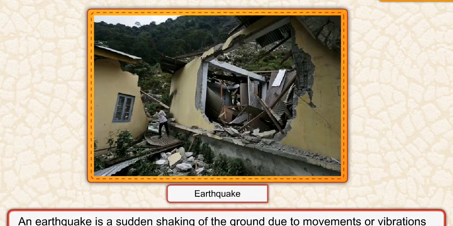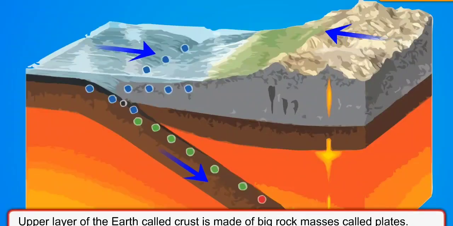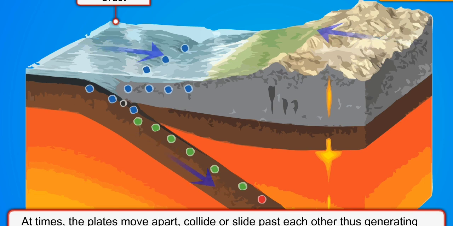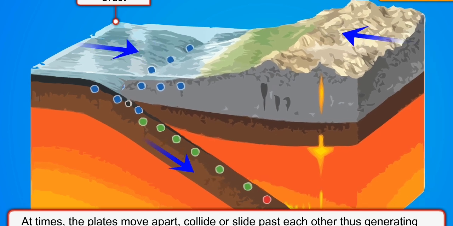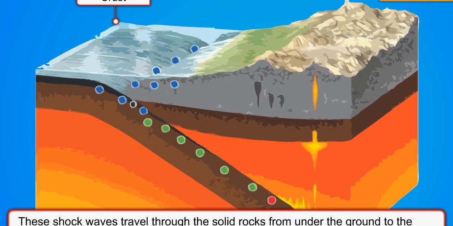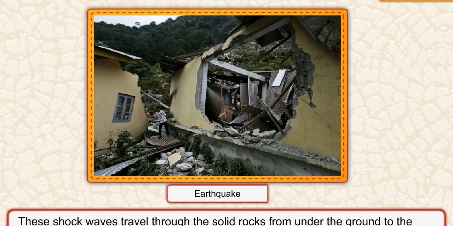An earthquake is a sudden shaking of the ground due to movements or vibrations beneath the Earth's surface. The upper layer of the Earth, called crust, is made of big rock masses called plates. These plates are moving all the time. At times, the plates move apart, collide, or slide past each other, thus generating severe shock waves. These shock waves travel through the solid rocks from under the ground to the surface, causing an earthquake.